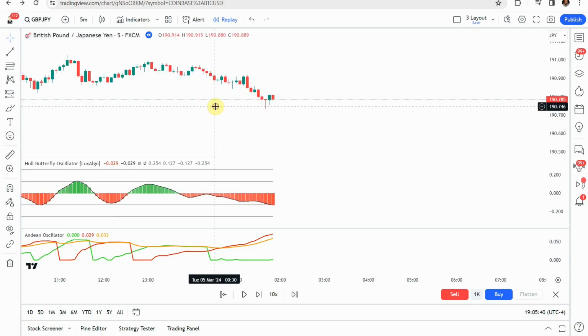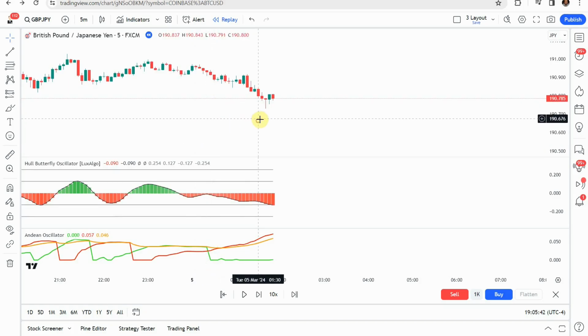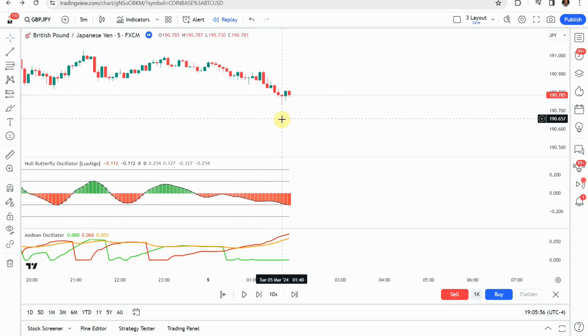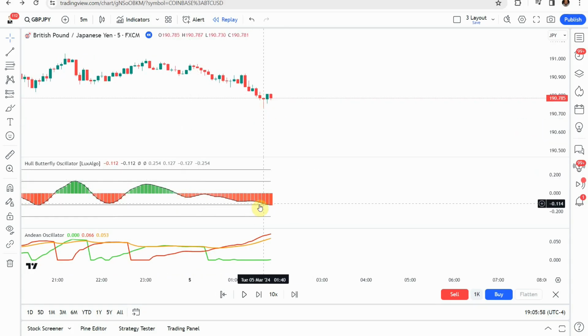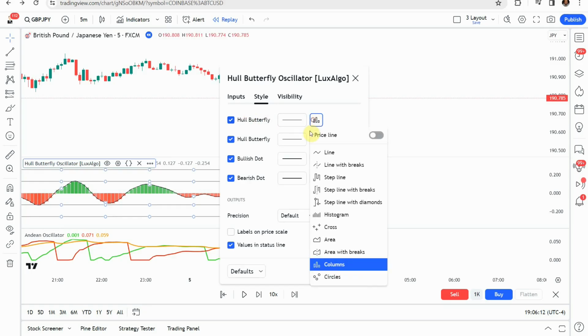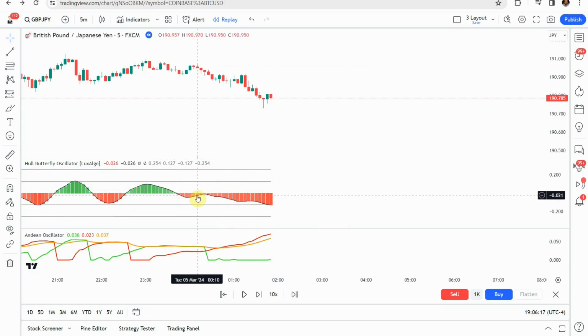So what we're looking for in the case of a short trade is we are looking for the Andean Oscillator, the red line, to cross up above both the other lines. And when it crosses up above both the other lines, you are looking for the first instance where the bars of the Hall Butterfly cross down below this first line right here. Now, I did forget that on the Hall Butterfly, this first selection here, I changed this from histogram to columns. It just makes it easier to see the actual columns there.